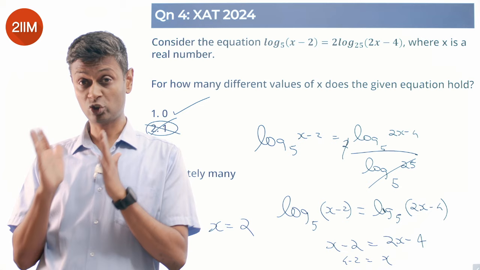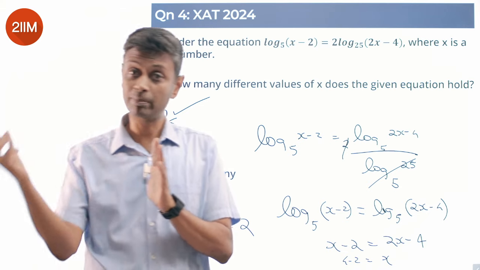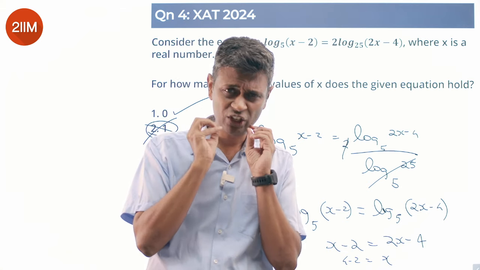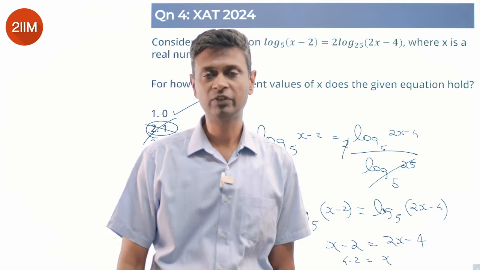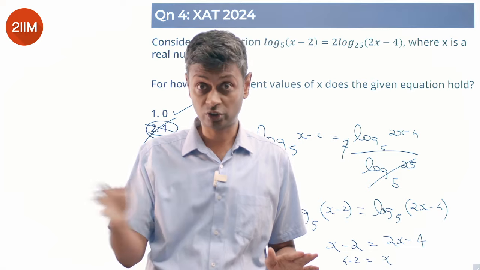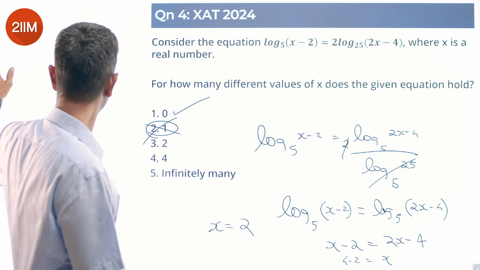Whenever you're dealing with logs, solve it in whichever way possible. Finally, we get to x or y or z. Take that, plug it back into the log thing, and then see if the equation fits. If it fits, we are home and dry. If it doesn't fit, then we have to say that solution doesn't work. So zero solutions for this.